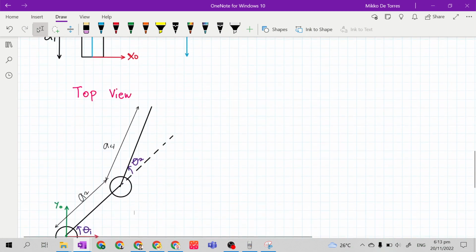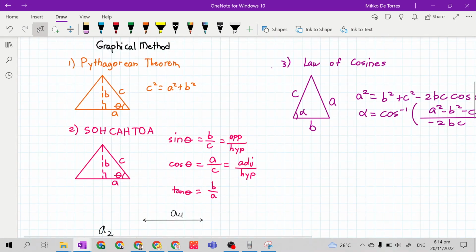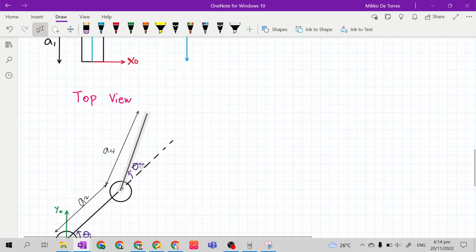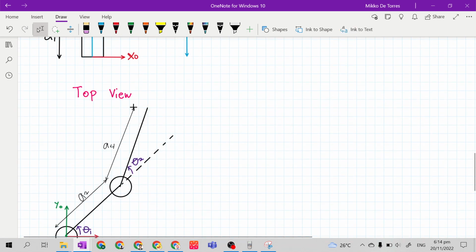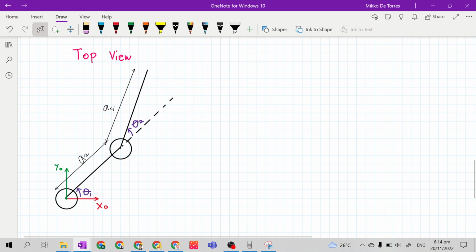So again, our goal here is to have a triangle that will help us to use the Pythagorean theorem, or the SOHCAHTOA, or the law of cosines. So let's find a triangle. Let's analyze this kinematic diagram at top view.